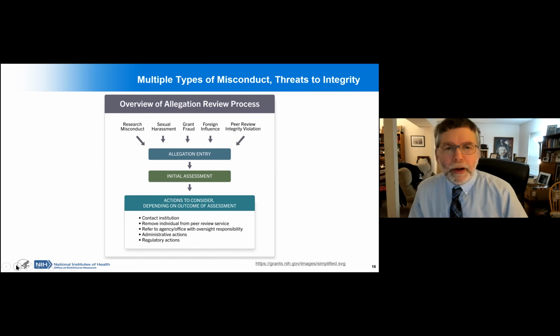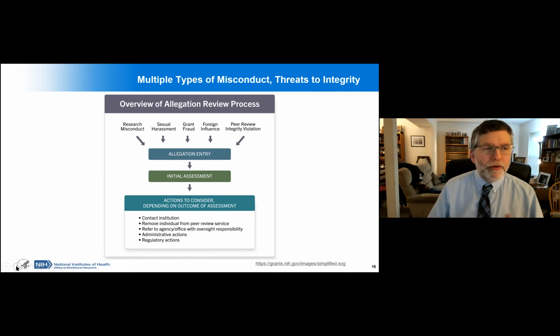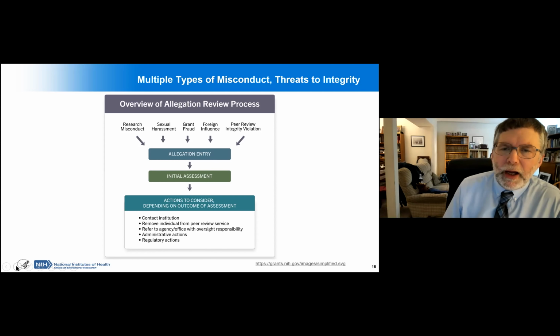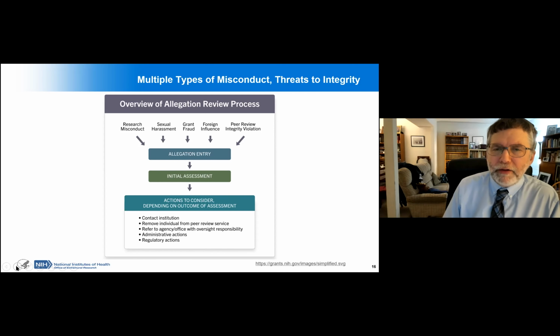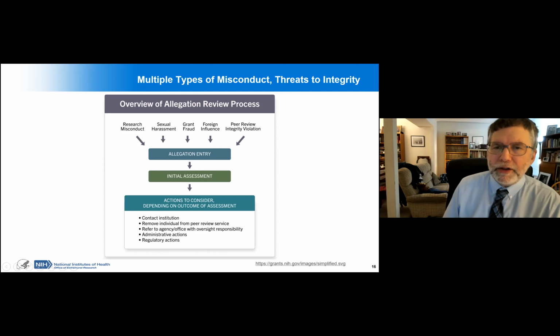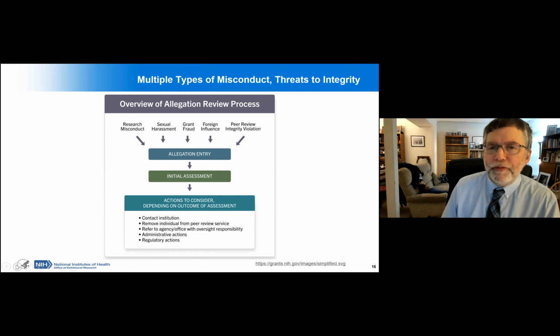All right, so I'm now going to switch gears. Up until this point, I've talked about classic scientific misconduct, which would include fabrication, falsification, and plagiarism. We in fact deal with a variety of different types of misconduct, and those include not only standard research misconduct, but also sexual harassment. I saw there was a sexual harassment headline that just popped on my phone just a few minutes ago. Grant fraud, foreign influence, and peer review integrity violations.